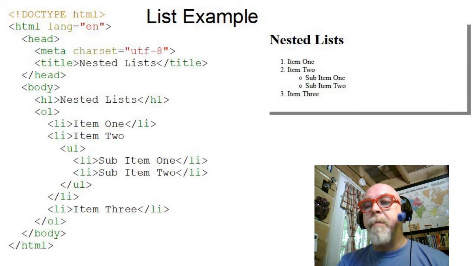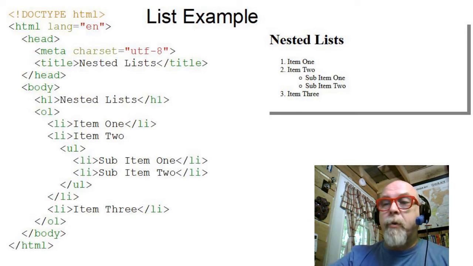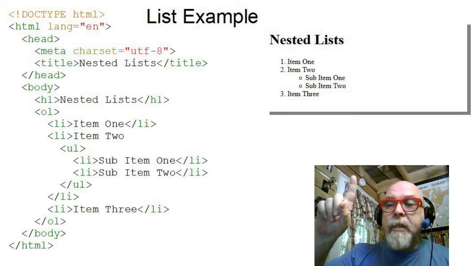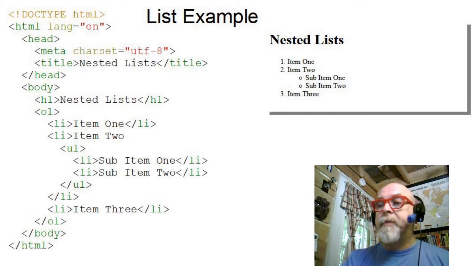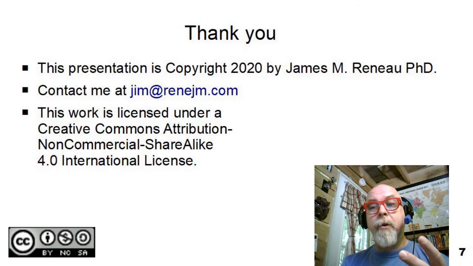So here is a simple HTML example using that ordered list with the nested unordered list from the previous slide, and you can see what it looks like up above. This concludes the brief introduction to ordered lists, unordered lists, and properly nested lists.